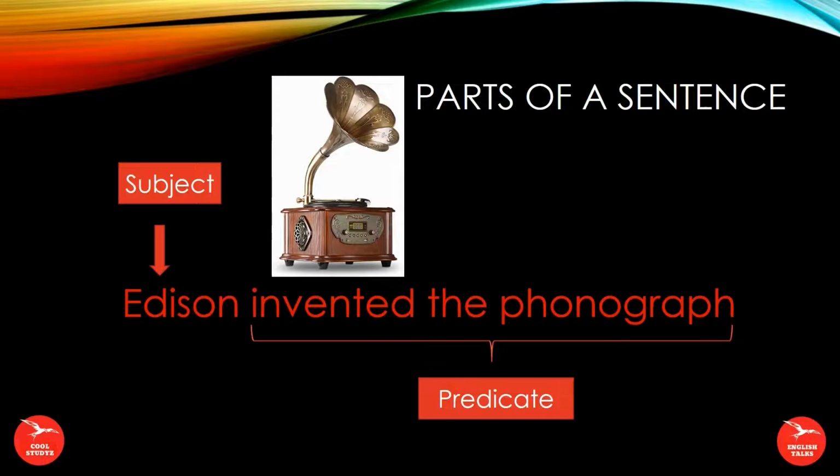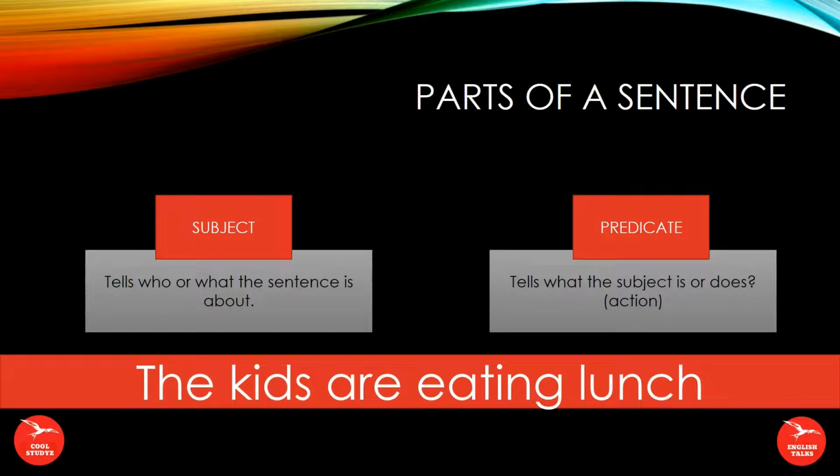Edison invented the phonograph. Here, as we have already discussed, it will be a person or thing, and you call it the subject. So here, Edison is the subject. Invented the phonograph is the predicate. Simple, right? Likewise, just pick up a few sentences around you and work out what the subject is and what the predicate is. All right.